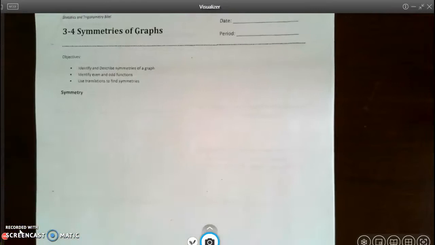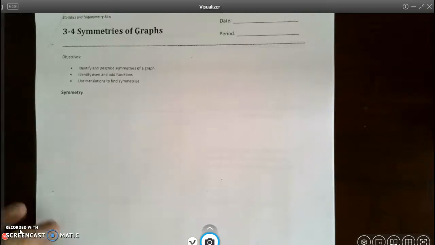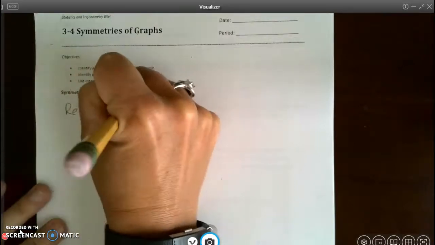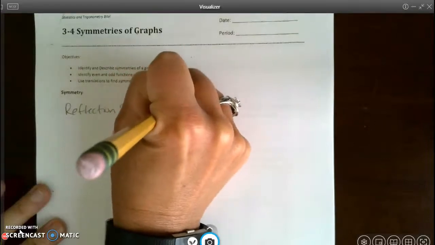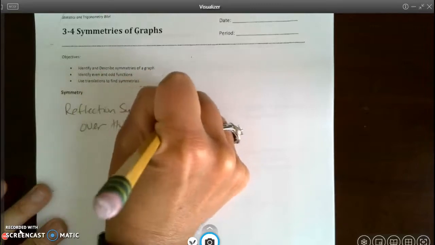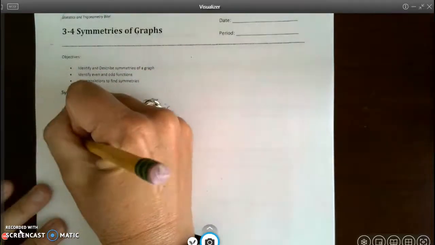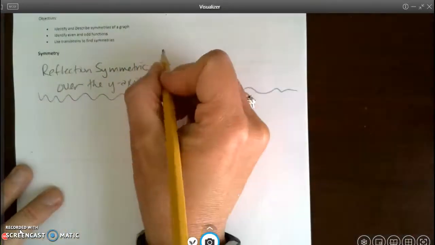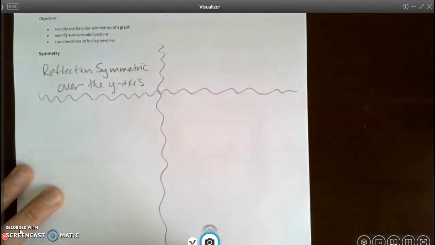Okay, so we're going to be talking about symmetries of graphs, and we're going to identify graphs as either even or odd, and we're going to use translations to find some of those symmetries. So we have two basic symmetries that we look at. We look at reflection symmetric over the y-axis. We do not have a symmetry that we look at that's reflection symmetric over the x-axis. We just look at it over the y-axis.